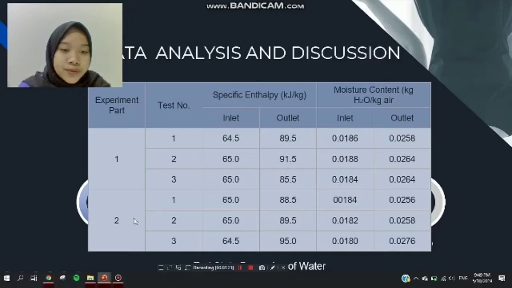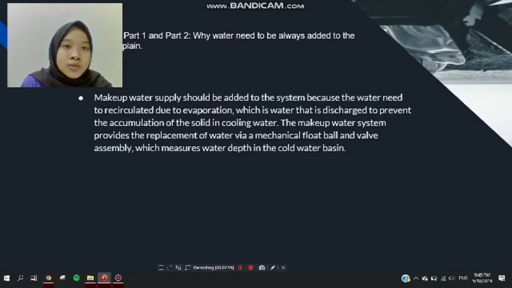For part 2 of the experiment, the inlet specific enthalpy shows a decreasing value, but the outlet shows an increment of enthalpy. For moisture content, the inlet moisture is decreasing, but the outlet shows an increment of moisture content.